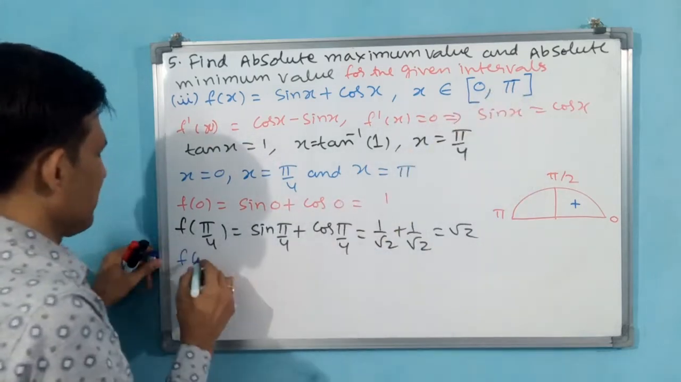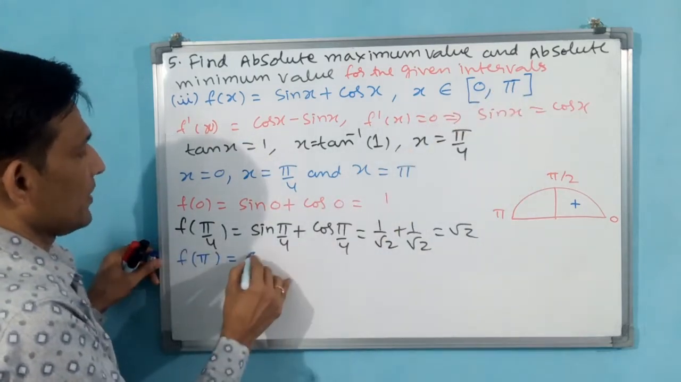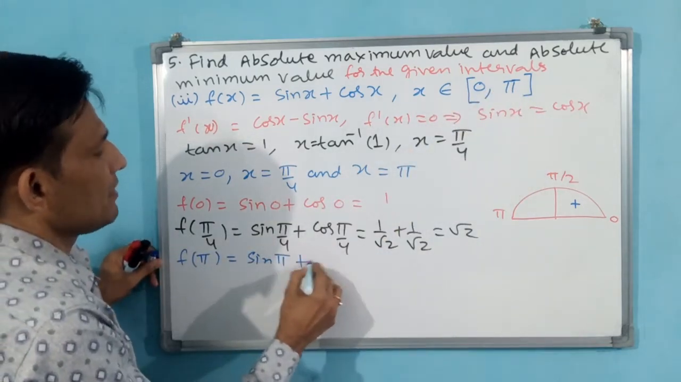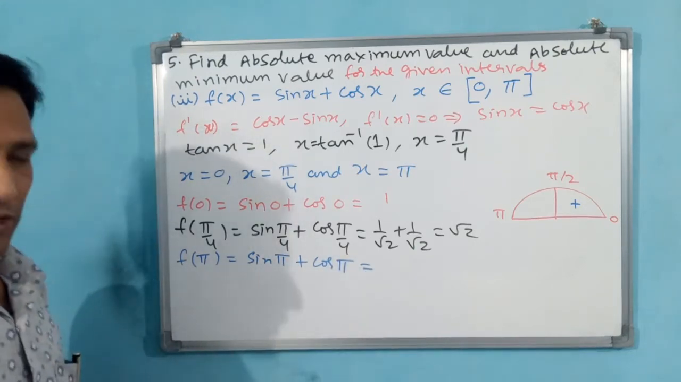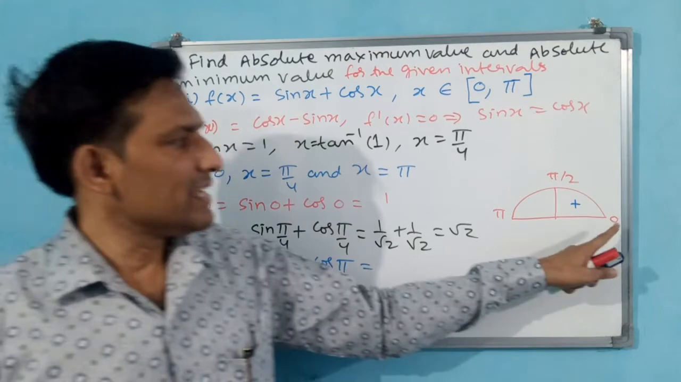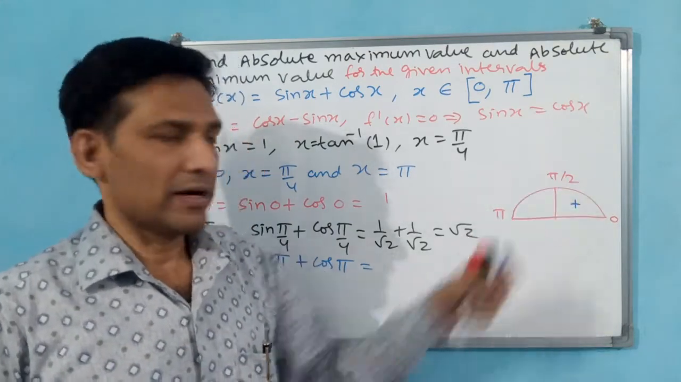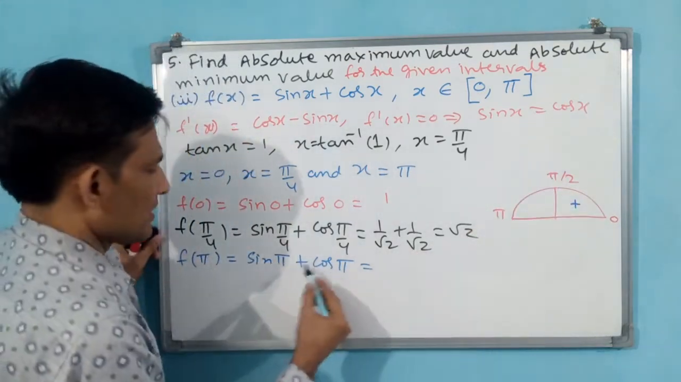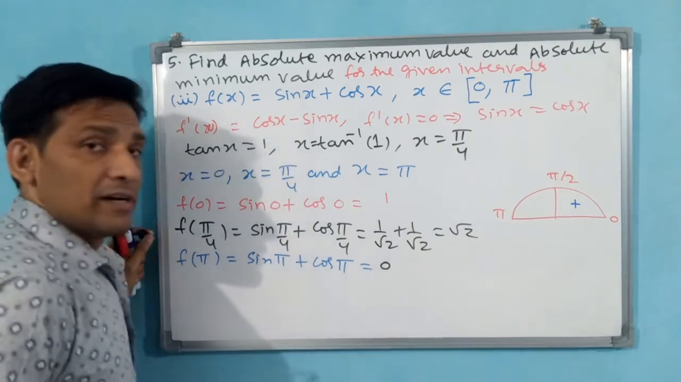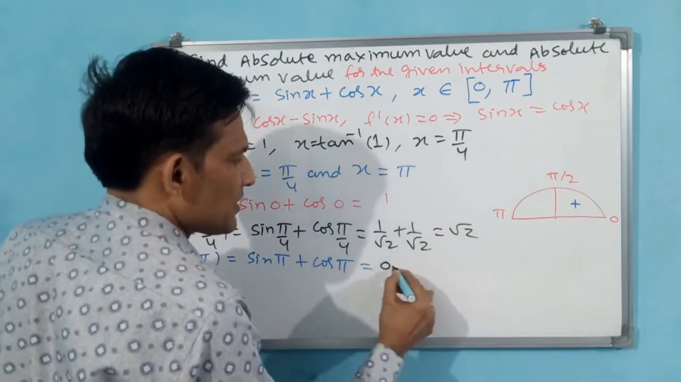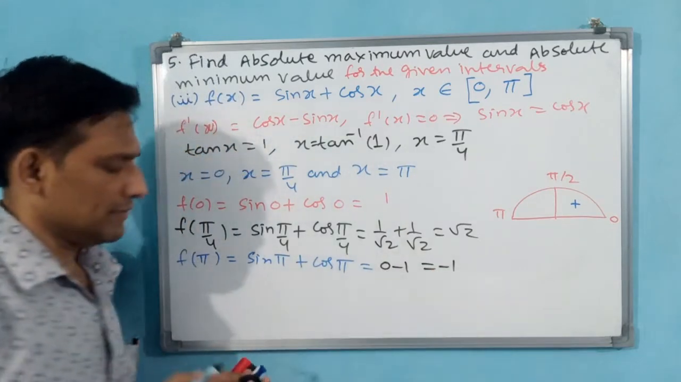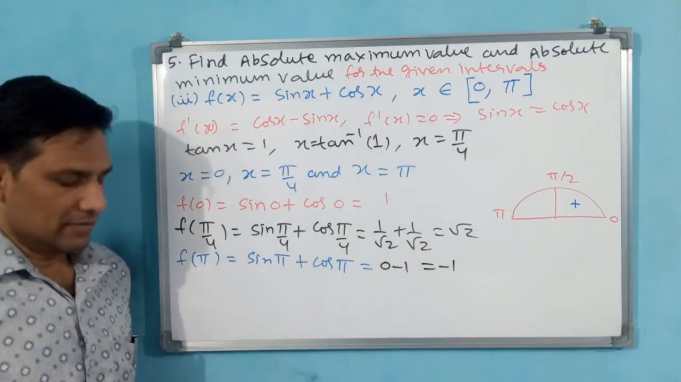F of pi. Sin pi plus cos pi. See, we know very well, sin here 0, here 0, here 1. That means pi, sin is 0. Okay. Cos you see here, cos here 1, here 0, here minus 1. That means minus 1. That is equal to minus 1. Okay.